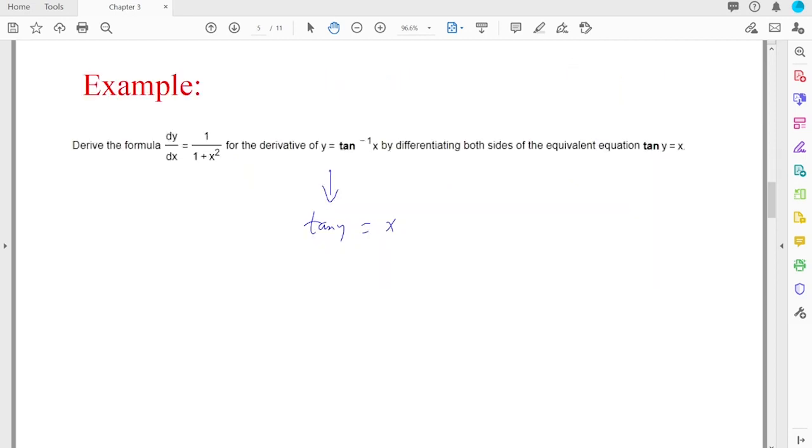So now from here I can go here. My goal is to find the derivative of y with respect to x. So what do I do? I just differentiate both sides of this equation. So take the derivative of both sides with respect to x.